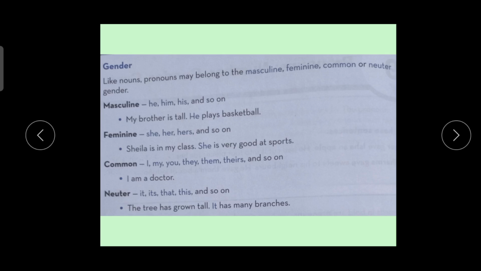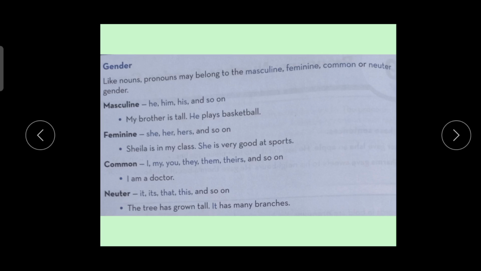Feminine gender: she, her, hers, and so on. Shayla is in my class. She is very good at sports. Here, as you can see, we have used the pronoun she. So we can say that the pronouns which fall in the feminine gender category are she, her, hers.